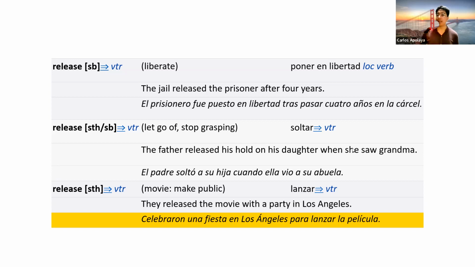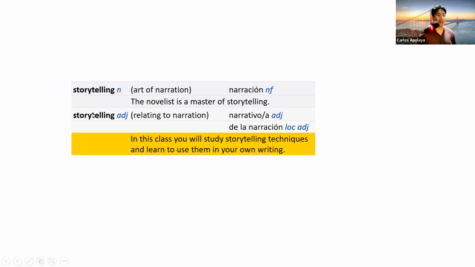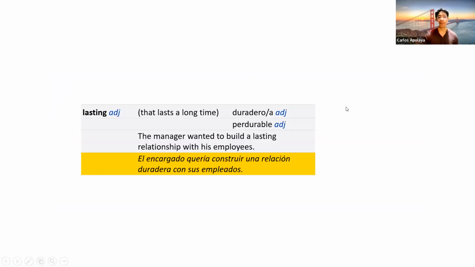Nice. Storytelling is narración. The novelist is a master of storytelling. And narrativo, or we have storytelling in this class, you will study storytelling techniques. Narrativo, técnicas narrativas, storytelling techniques. Storytelling, narración.